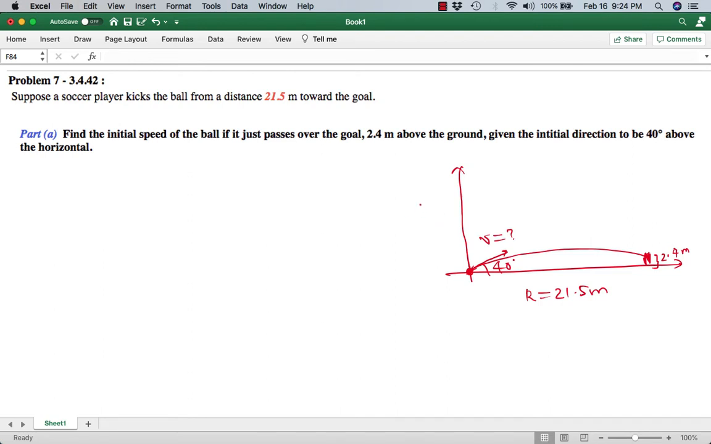In order to find v, we first need to find either Vx or Vy. If we find that, then we can easily find V, because we know that Vx is V cosine theta and Vy is V sine theta. We know theta. If we could find Vy, then we can use this formula to find V. Likewise, if we could find Vx, then we can use this formula to find V. Okay, so that means we need to find either Vx or Vy.